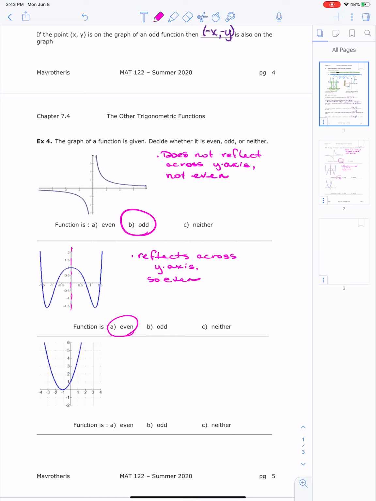Okay, last one here. So here's our axis of symmetry. This is what splits it in half. So this reflects across the line x equals -1, but not the y-axis. Apparently I can't talk and write at the same time. So this is not even.